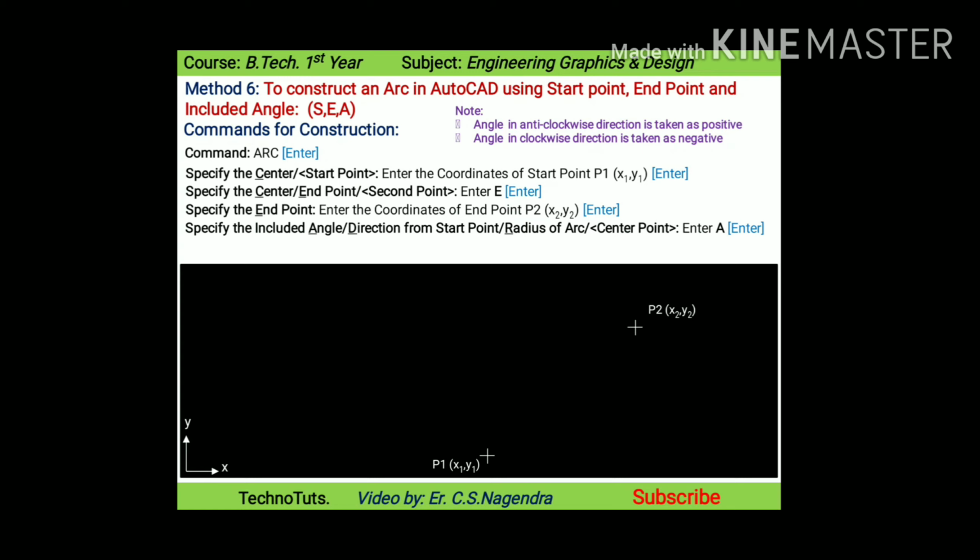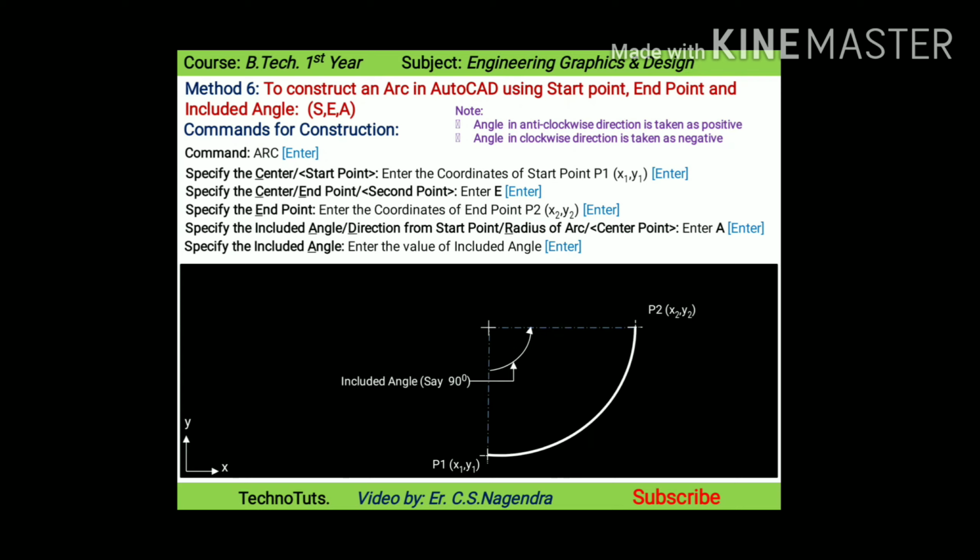Type there A and press enter key because we have to give the included angle, and A is the short form for representation of included angle. Now the computer will ask you to specify the included angle. Enter the value of the included angle that you want to construct an arc with and press enter key. You will see an arc get constructed between points P1 as the start point and P2 as the end point, having an included angle of 90 degrees between them.